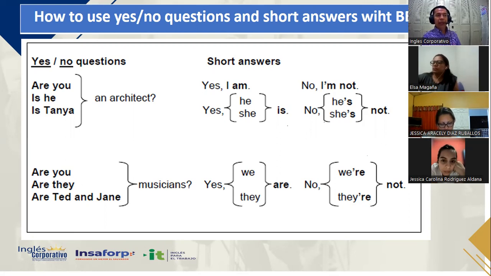Are Elsa and Jessica Araceli Mexican? No, they're not. Are Elsa and Jessica Araceli Salvadorian? Yes, they are. You see? So this is the structure. Yes, no question with the verb to be. Questions? Ladies and gentlemen, do you have questions? No? Okay, so let's continue, right?